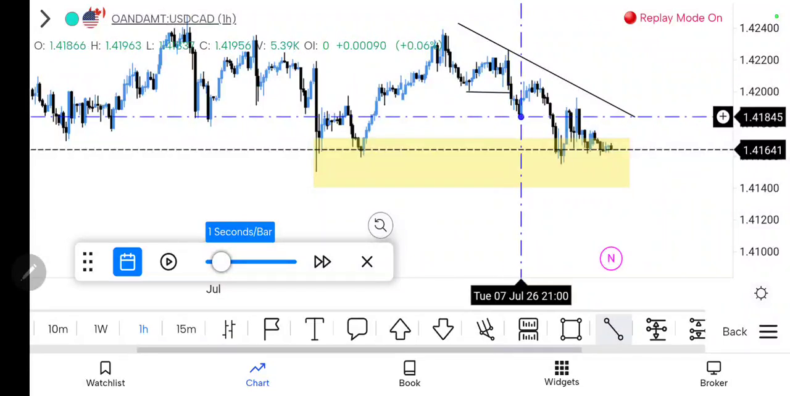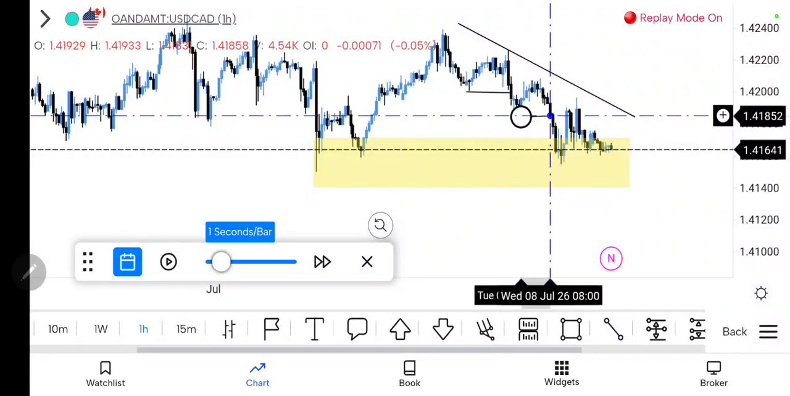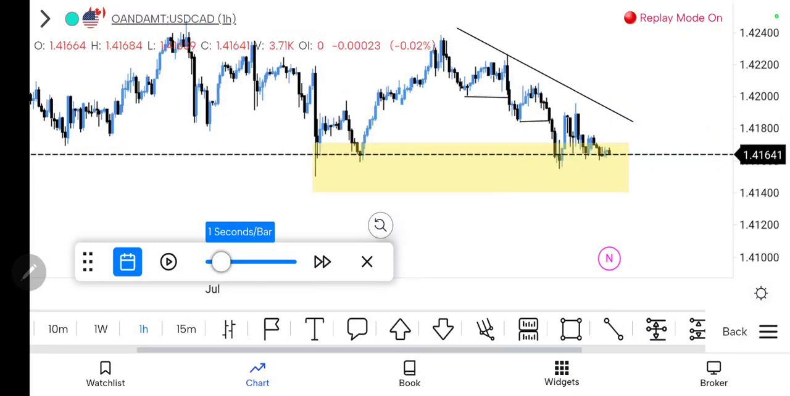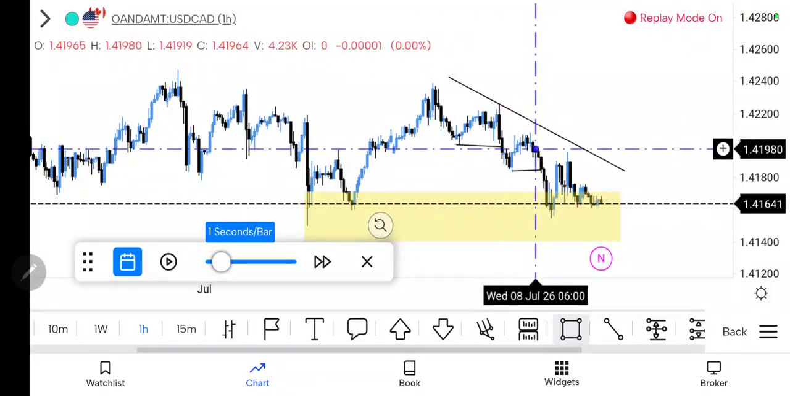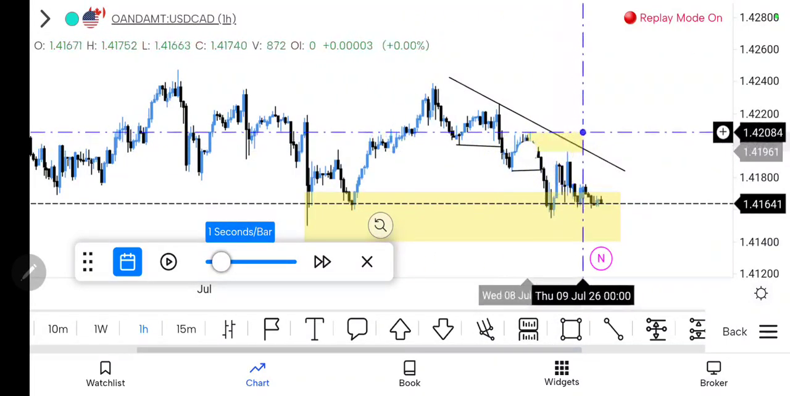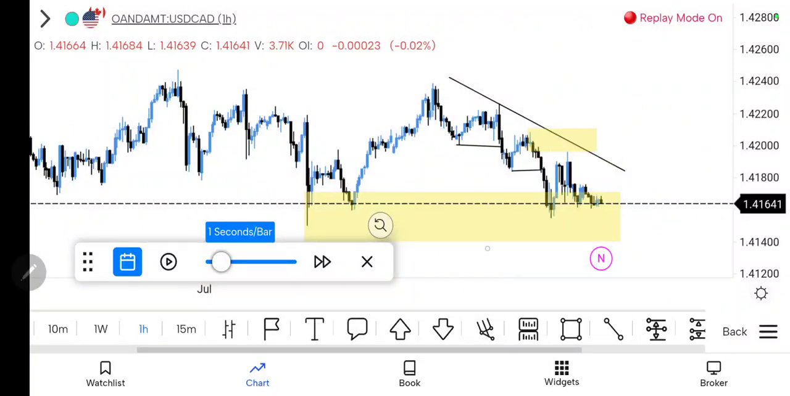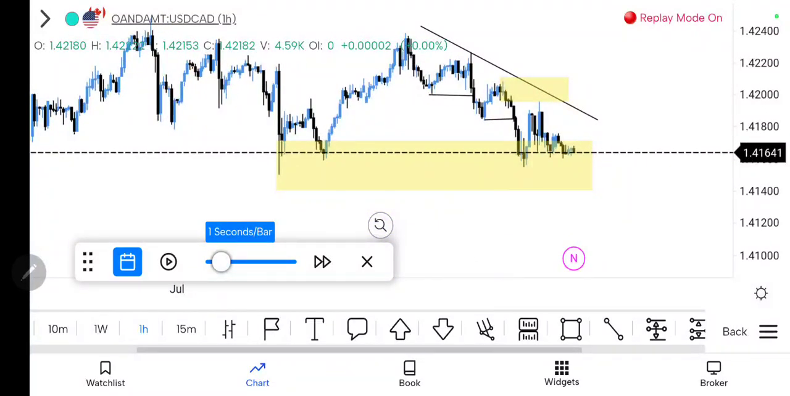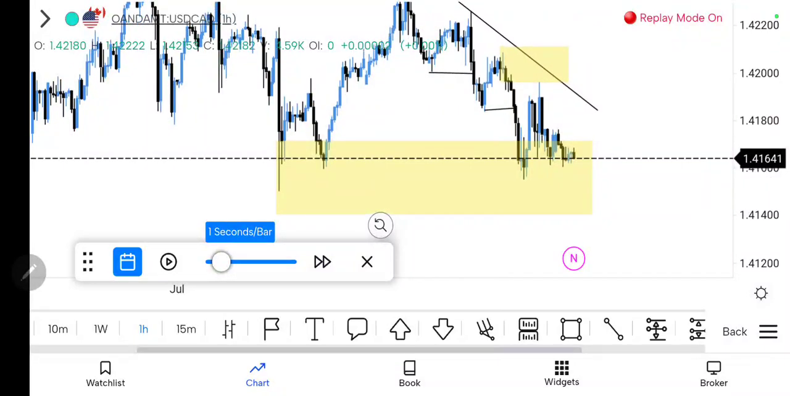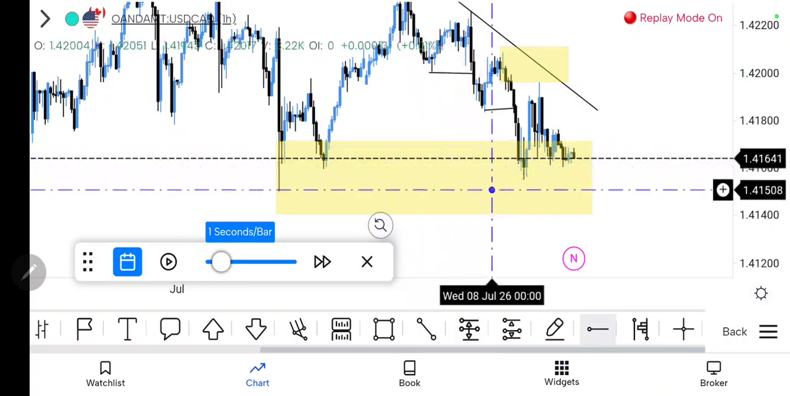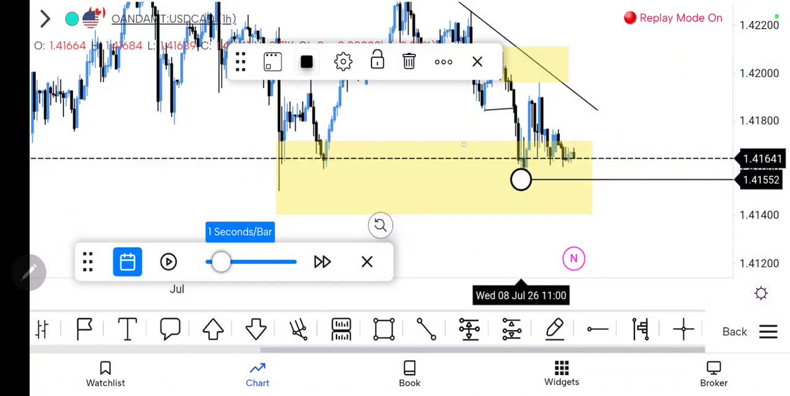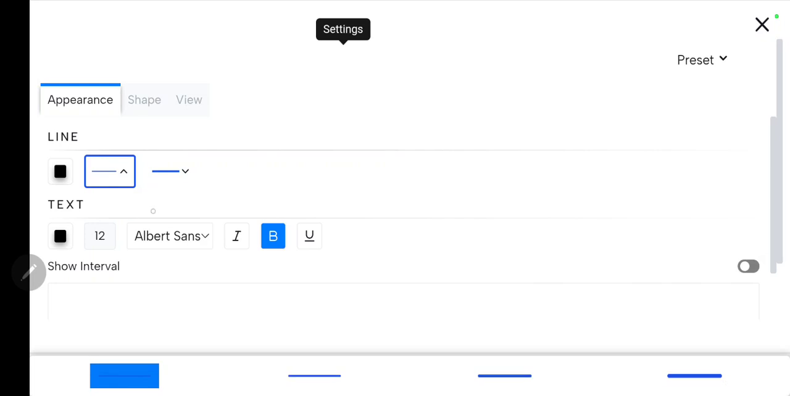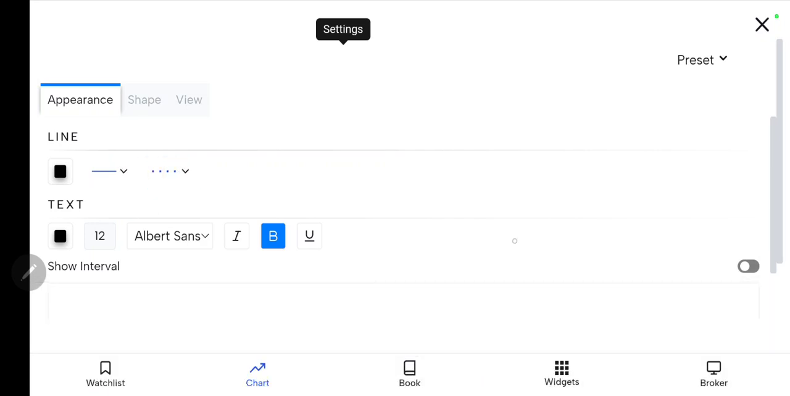Okay, so let me mark this structure. So we have this break of structure right there, but remember, as I told you in my previous videos, whenever I have a break of structure, I'll be looking at these levels. So I need to see this level protected. Okay, so after having that, what else should I focus on? So I'll put my focus on this level right here. I'll be waiting for a break of structure below this zone. So let me make it a dotted line.